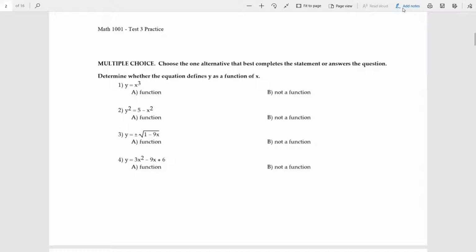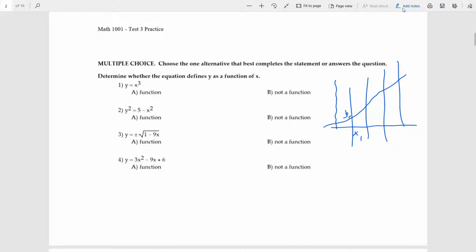You probably will recall that a graph of a function has to pass the vertical line test, that for any value of x, you only get one value of y. If you had a graph that looked maybe like this, you might do a vertical line test and it will intersect the graph in 2 places, so it's not a function.